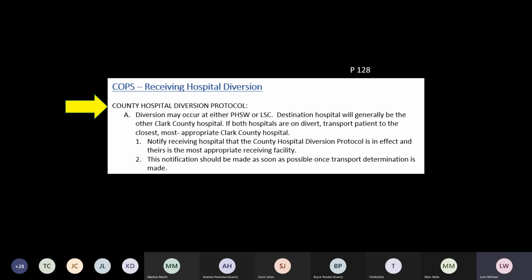if at this present time, if Peace Health or Legacy are on divert, if one hospital is on divert, the destination hospital will generally be the other Clark County hospital. Now, of course, that doesn't work for, even if Peace Health were on divert, unless there was an internal disaster, they would not be on divert for STEMIs, for traumas, for stroke, etc., for major stroke. Now, if both hospitals are simultaneously on divert, then no one's on divert. And it will transport the patient to the closest, most appropriate Clark County hospital.